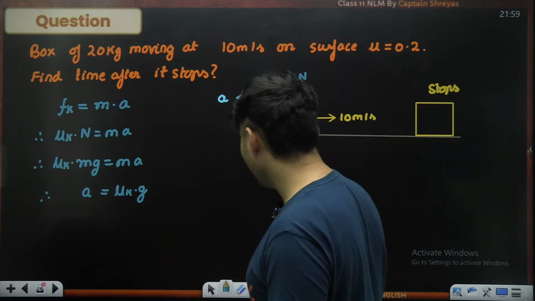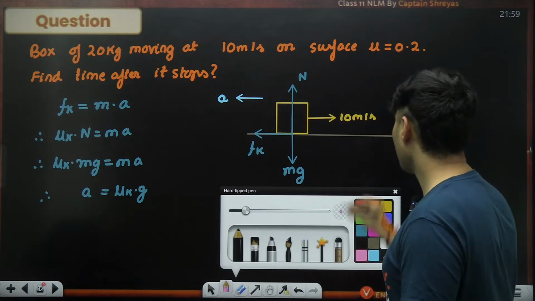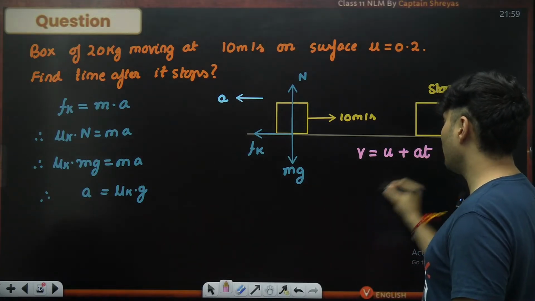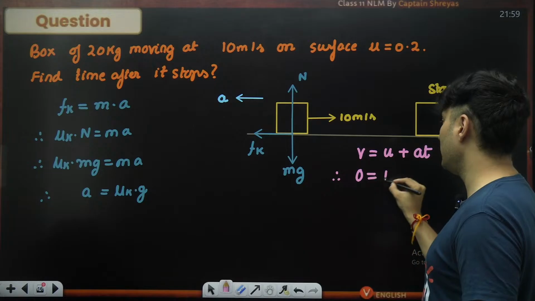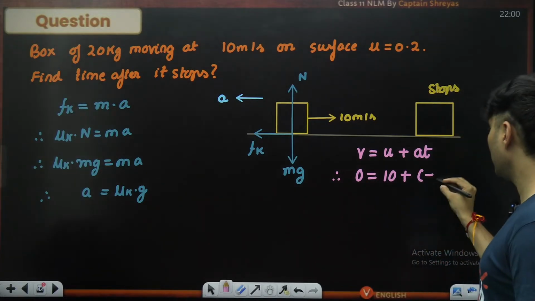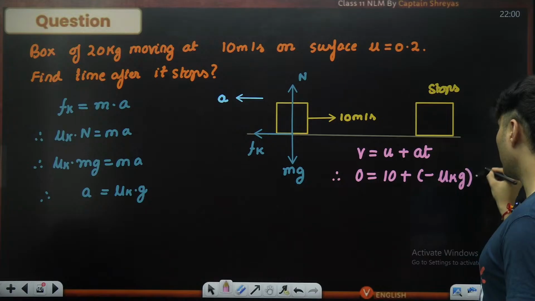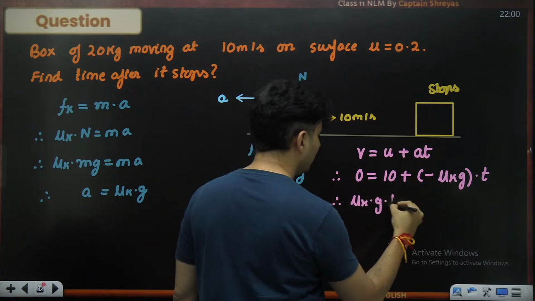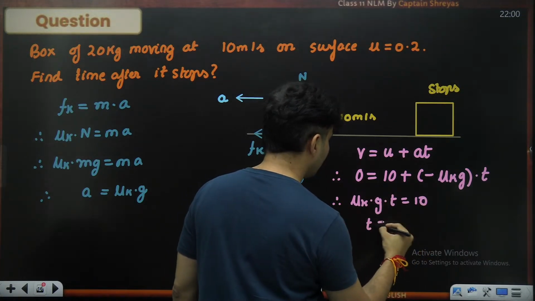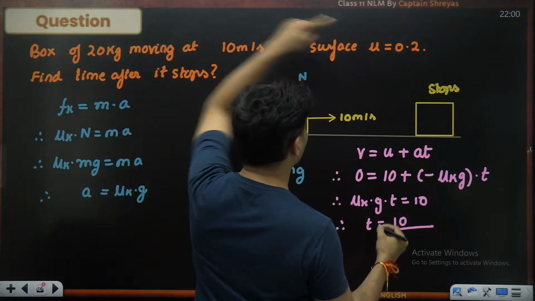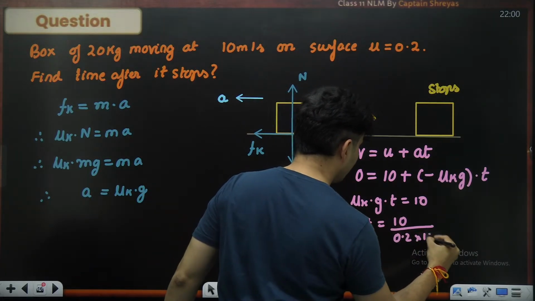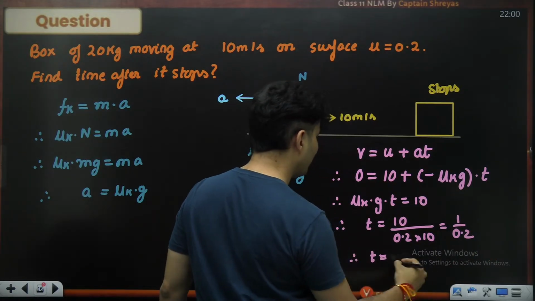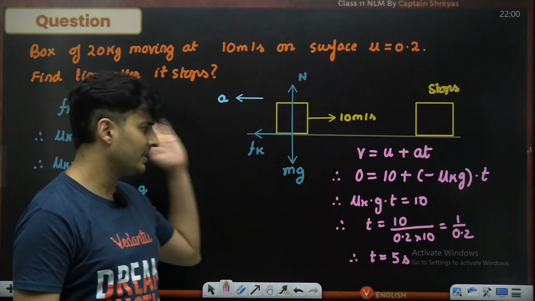What do I do with the acceleration? Use it in the kinematics equation. We have to find the time. So final velocity is initial velocity plus acceleration multiplied by time. Finally, it stops. Initially 10. Acceleration is negative mu k into g, and we have to figure out the time. So bring it on this side. So mu k into g into t is equal to 10. Therefore, the time is 10 divided by mu k, which is 0.2, and g is 10. 10 cancels. So 1 by 0.2. 0.2 is 1 by 5, so 1 by 1 by 5 is 5 seconds. So after 5 seconds, it's going to stop.